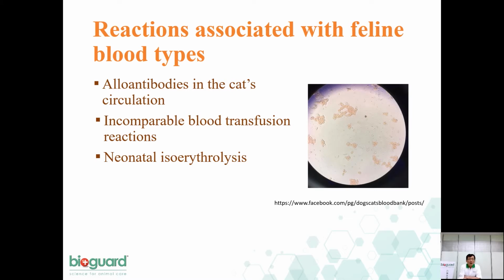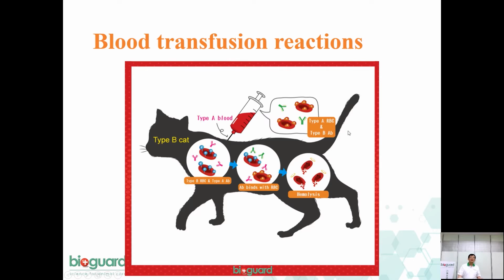So what's the clinical importance of the feline blood types? There are two reactions associated with the feline blood types, and all those are related to the alloantibody in the cat circulation. This will cause the incompatible blood transfusion reactions and neonatal isoerythrolysis. So let's look at blood transfusion reaction first.